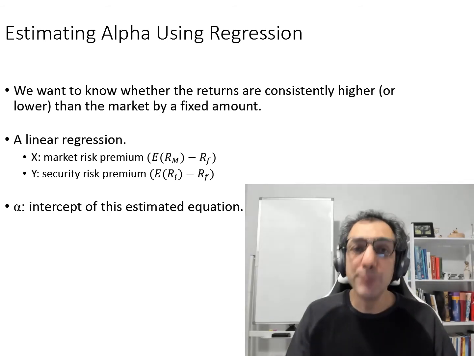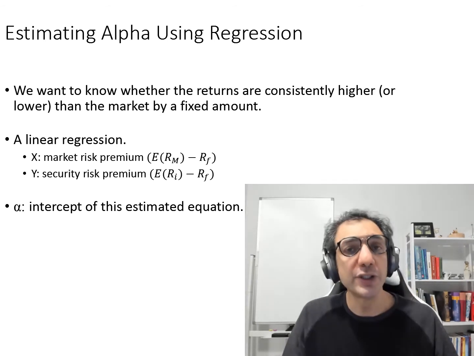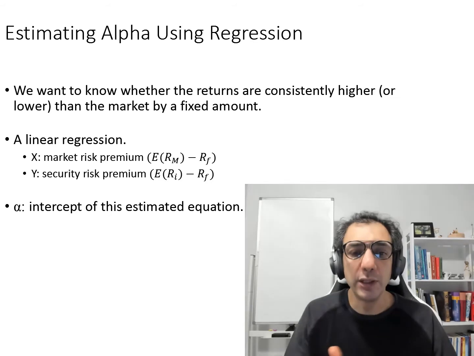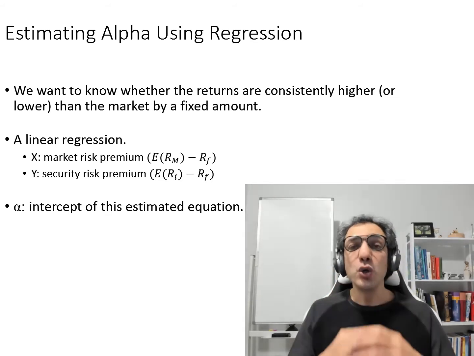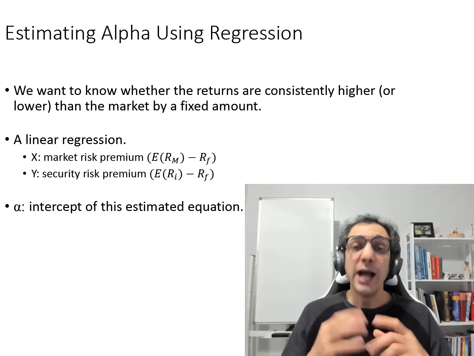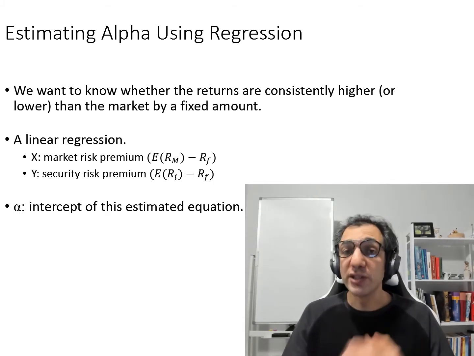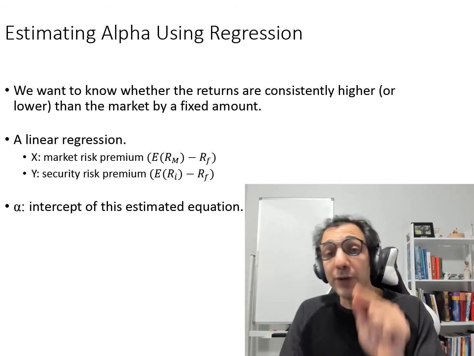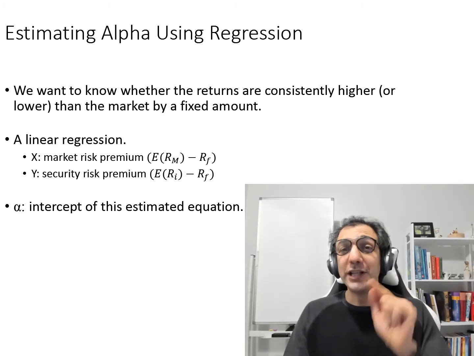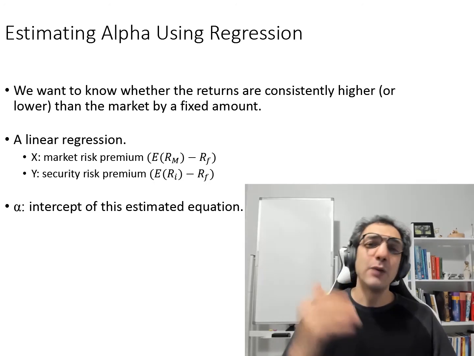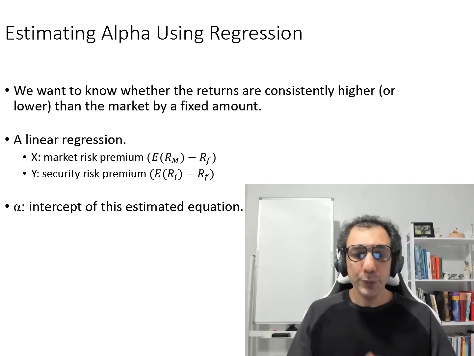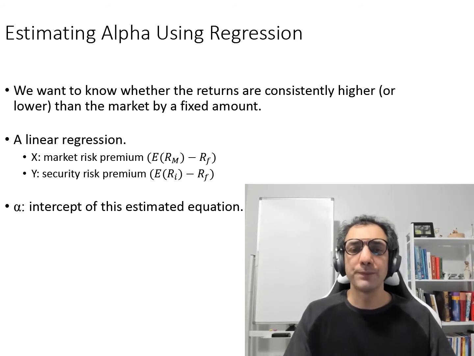And we define the dependent variable as the risk premium for the security, investment, or portfolio, which is ERi minus Rf. Now, based on this, you can run a regression model and find the slope and the intercept of this model. The intercept of this model will be the number we're looking for. That's the alpha. It shows the difference between the actual return of your investment and what the CAPM is estimating. I'm going to provide you an example to show you how it works.